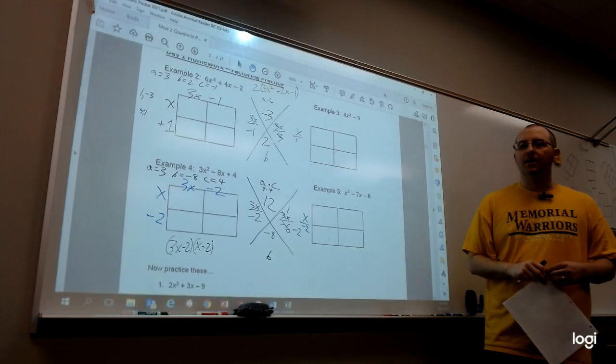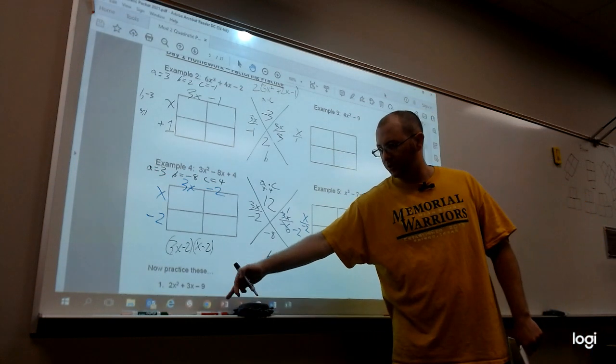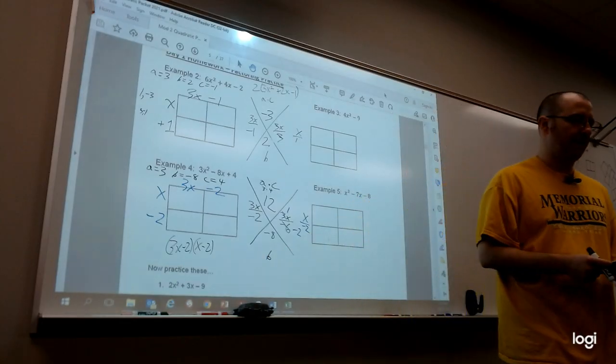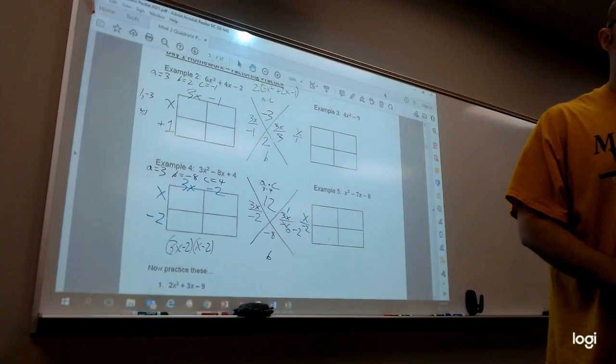I'm going to pass out this sheet for factoring practice. And you also probably want to practice the diamond method on like 1, 2, and 3 on this page here. Okay. Anything else? All right, excellent.